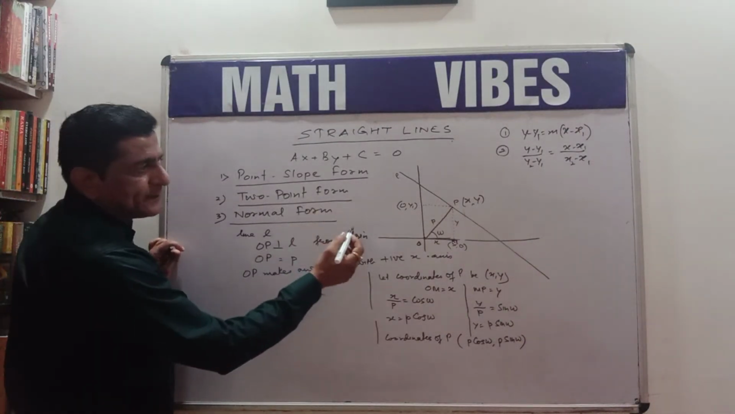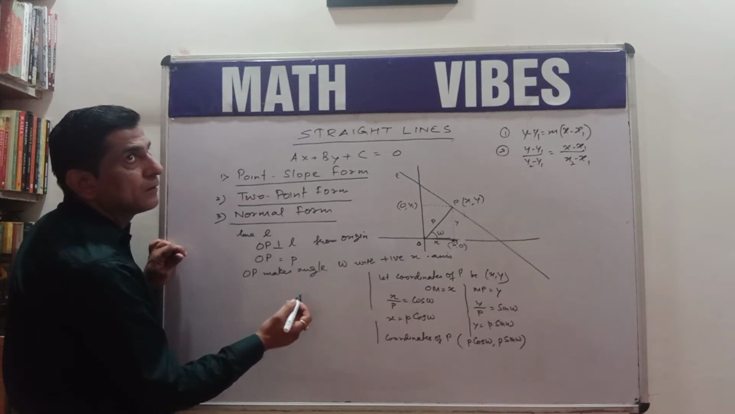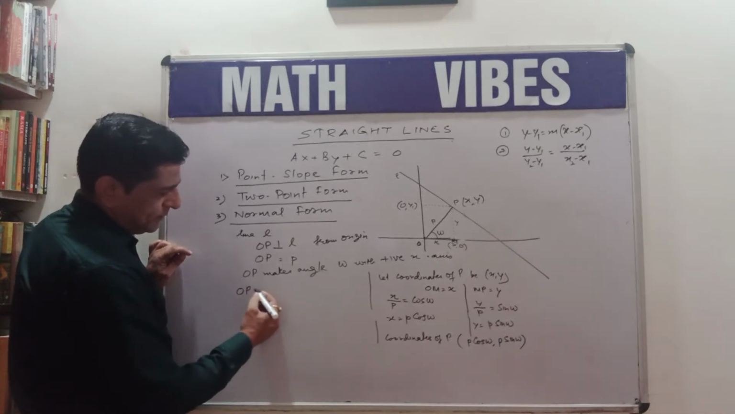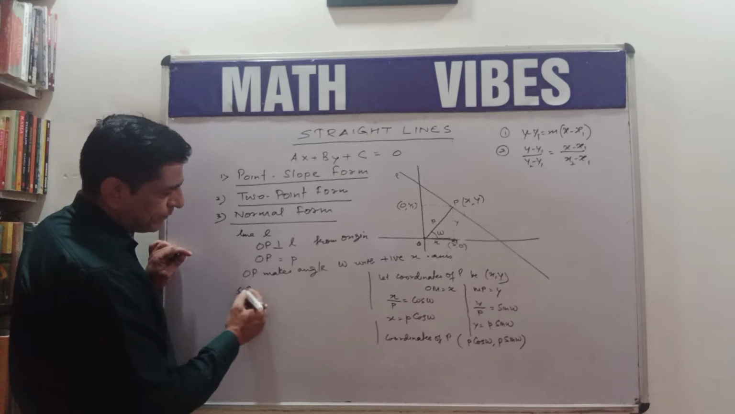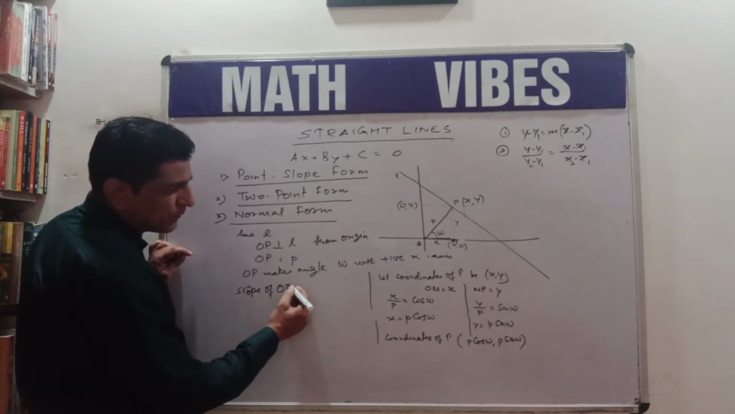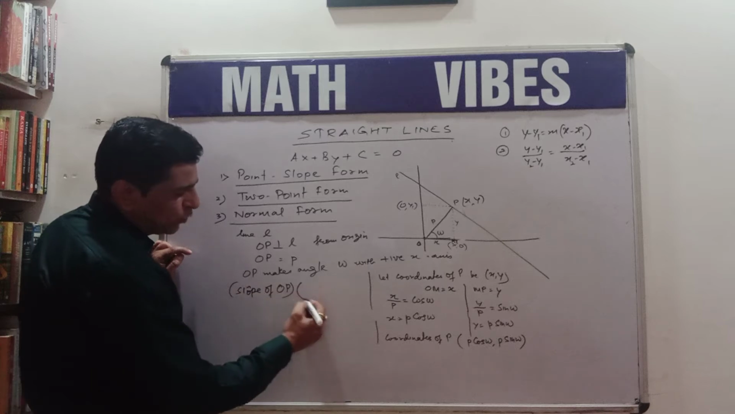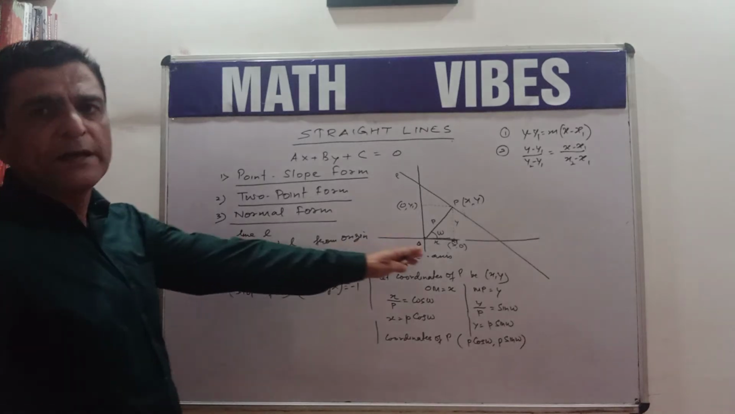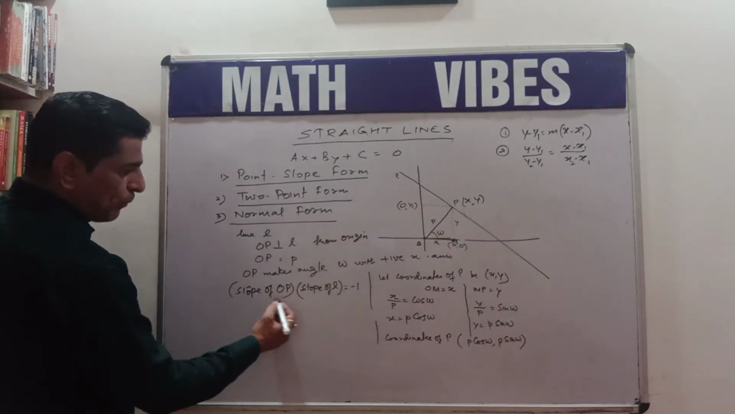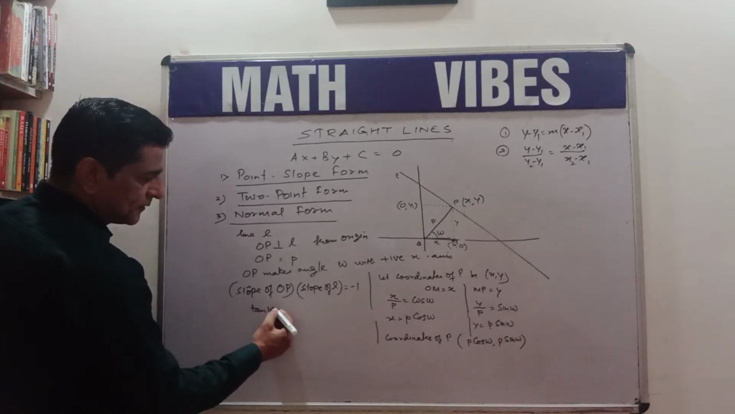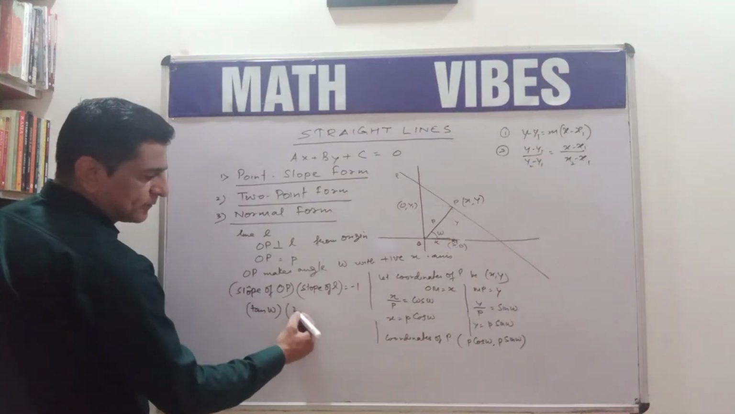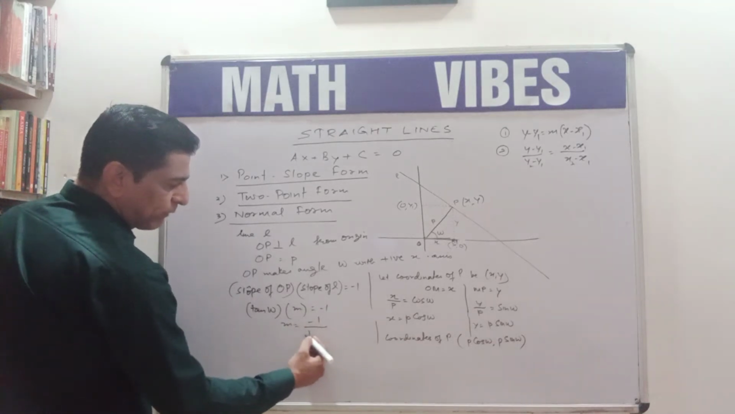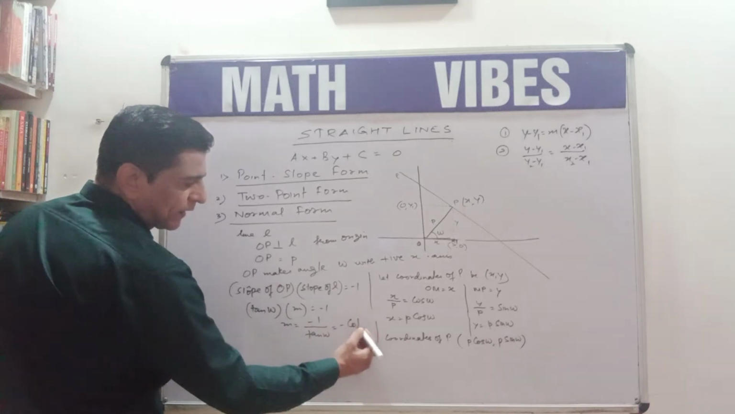So the slope of line L is... OP has slope of OP, multiplied by slope of L, will be equal to -1 because OP is perpendicular to L. So now the slope of OP is tan omega, and let the slope of L be m. So the value of m will be minus 1 by tan omega, that is equal to minus cot omega.